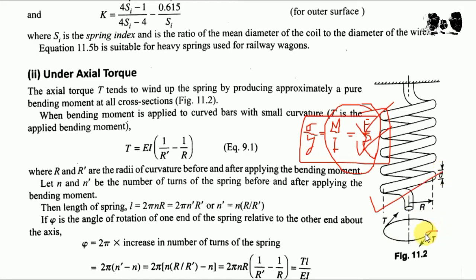We already know torque is a kind of a moment, because torque is equal to force into distance and moment is also force into distance. So here M is equal to T. The bending moment applied to the spring is equal to torque. Now multiplying by E, we have EI.